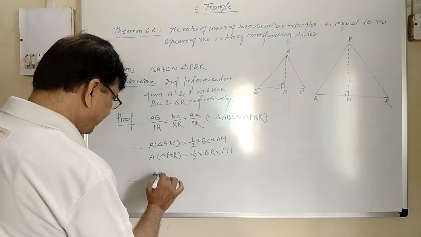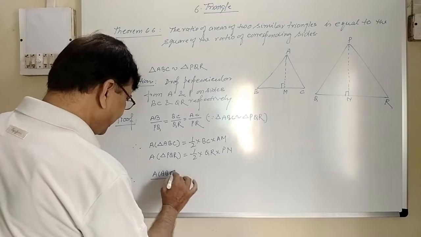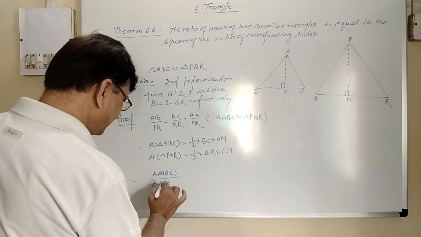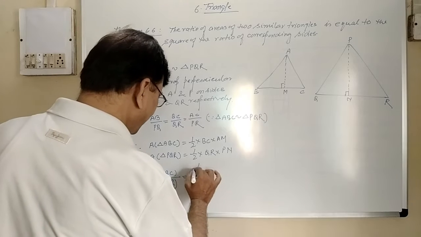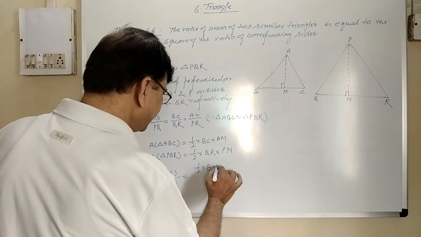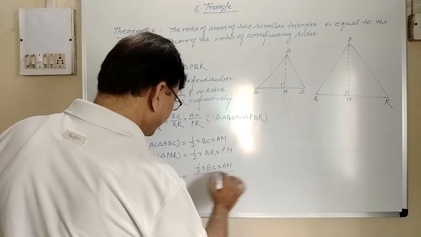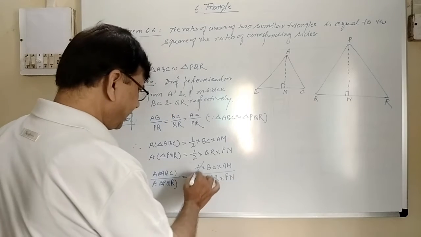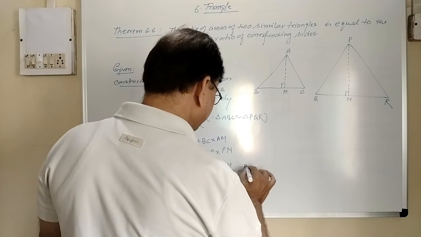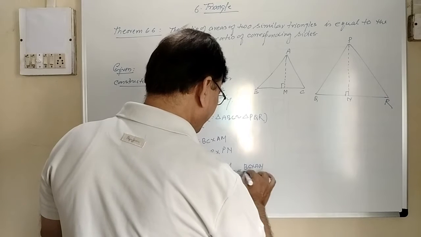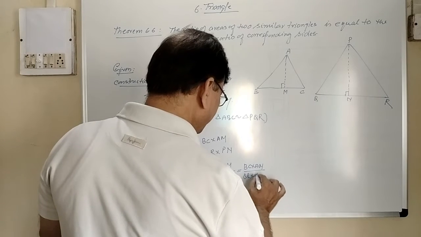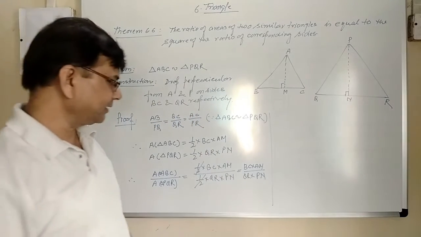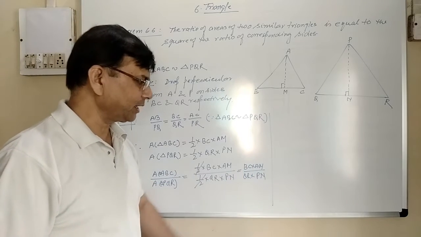According to this, the ratio of areas of these two triangles, so we will take the ratio. Therefore, area of ABC upon area of PQR, of course these are triangles, is equal to half into BC into AM upon half into QR into PN. Half and half will go. We will get BC into AM upon QR into PN. Finally, we got the ratio of areas of these two similar triangles is equal to BC into AM upon QR into PN.